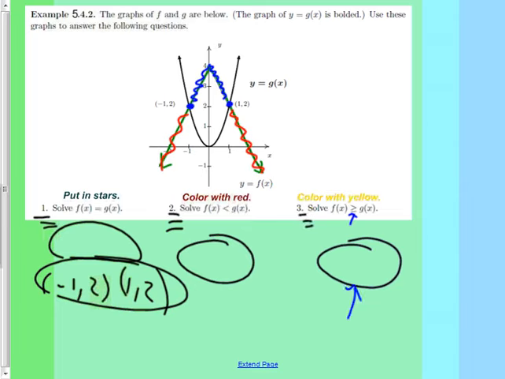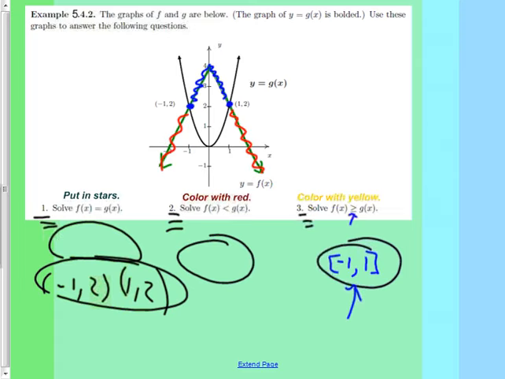Who's got what they think would be the right way to write it? Golfer? One bracket. What do the brackets signify? It touches, it works at that point. Okay, good. Any questions? All right. I'm going to pause for a moment as we move on to the next item.